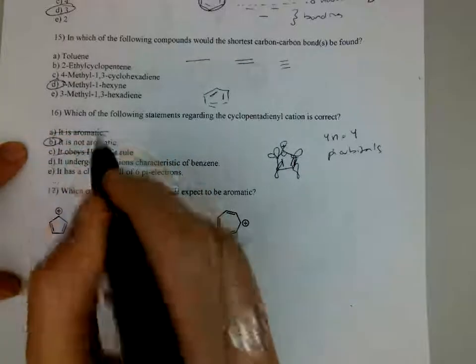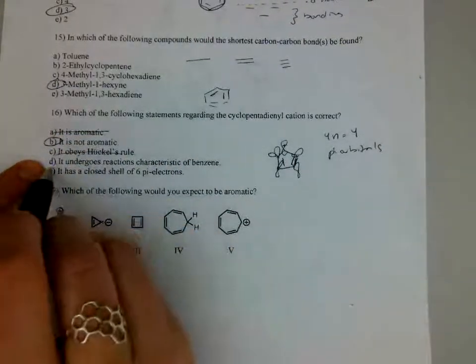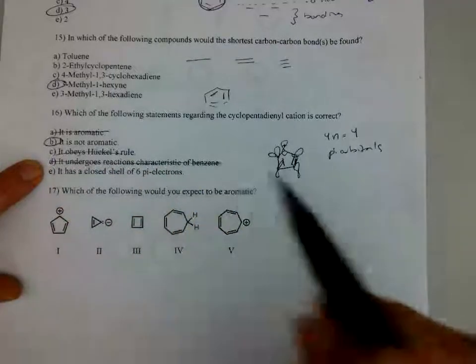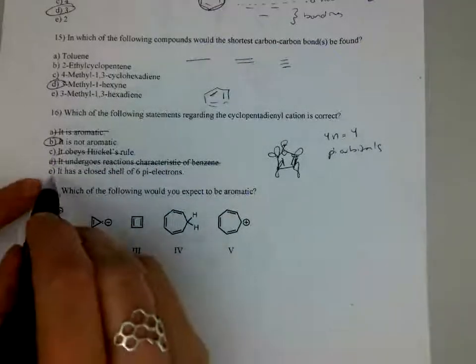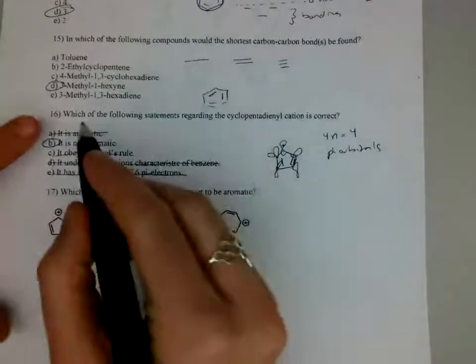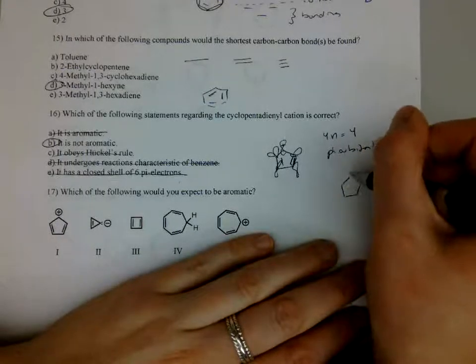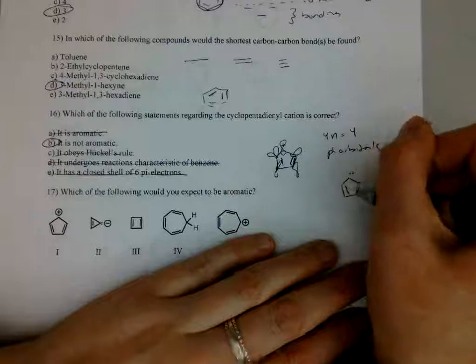Doesn't obey Huckel's rule. It's not aromatic. We just proved that. Huckel's rule is 4n plus 2 pi electrons. Undergoes reactions characteristic of benzene, not if it's anti-aromatic, and it has a closed shell of 6 pi electrons. It has 4 pi electrons. All these other statements would be true except B if it was the cyclopentadienyl anion. But because it's the cation, it's not true.